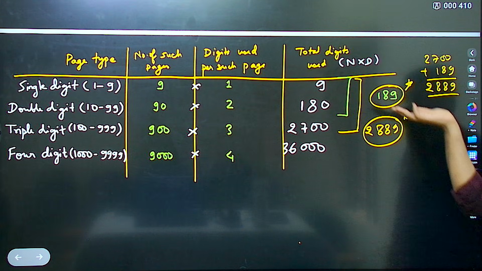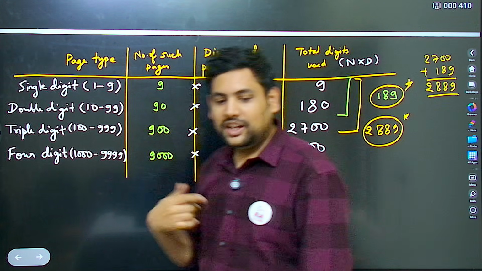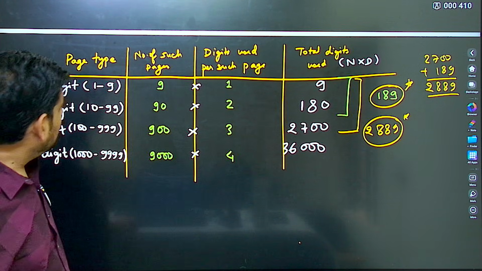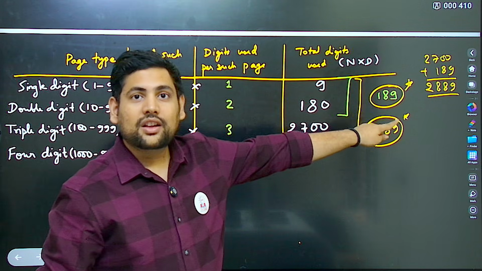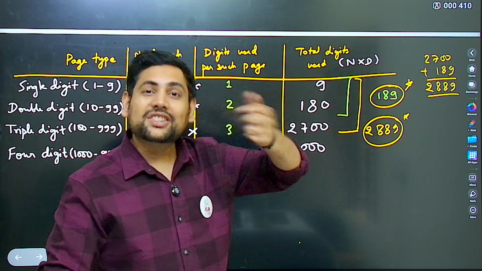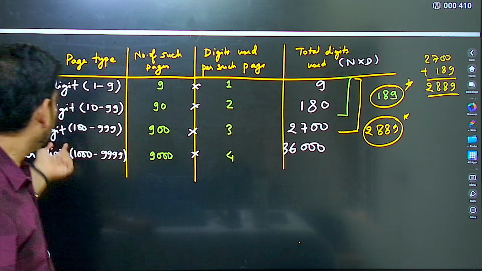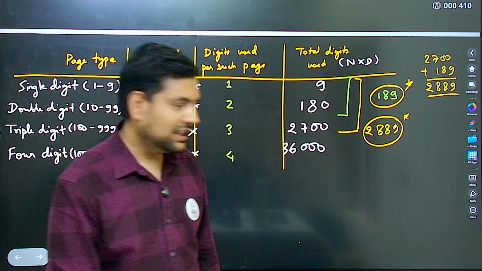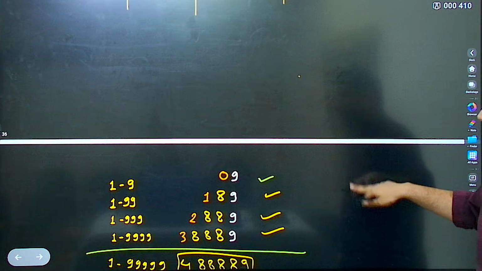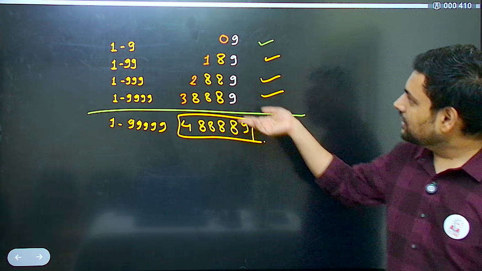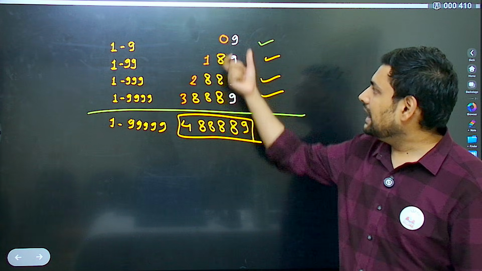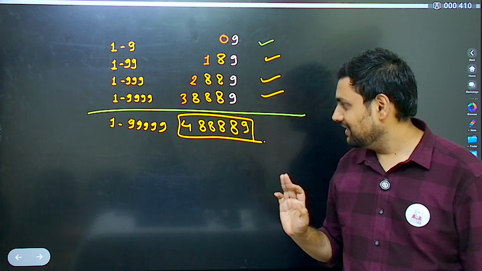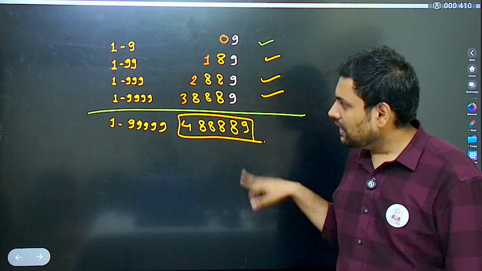The two beautiful numbers, 189 and 2889. If they are only talking about single digit pages, then it is 9. If they are talking about 1 to 99, then it used to become 189, the number of digits used to write those pages. Then from 1 to 999, it became 2889. Remember that. Okay. Then, so you look here. This is how we used to remember it. So 9, 189, 2889, 3888, like this. Correct.